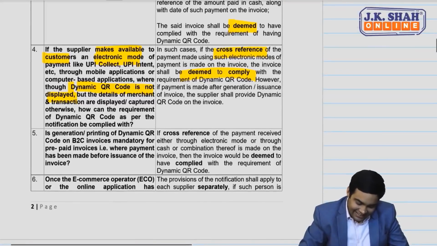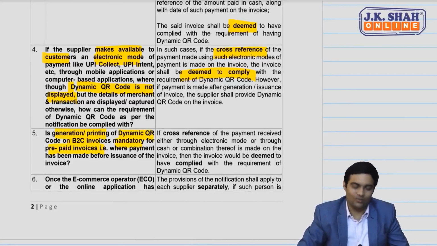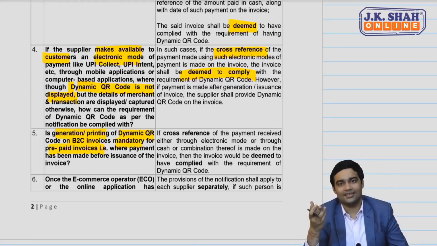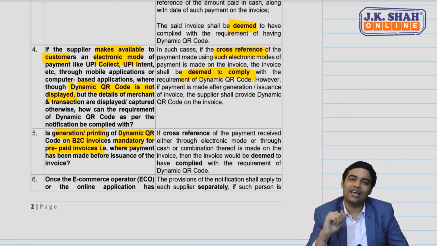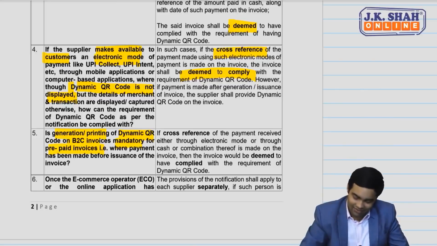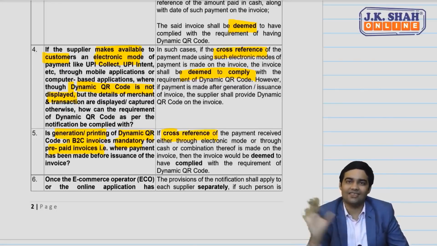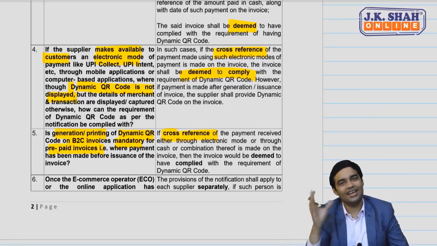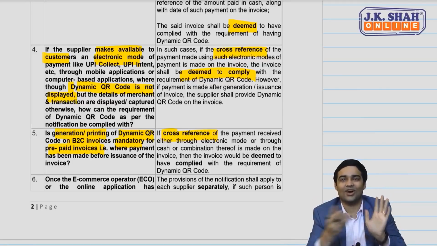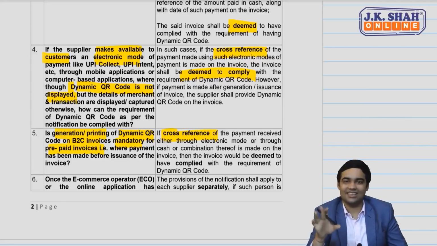Okay. Is generation and printing of dynamic QR code on B2C invoices mandatory for prepaid invoices? Just imagine this: prepaid invoices. What will you do using a dynamic QR code? CBIC clarified that cross-reference is sufficient. In fact, if it is already paid, then what will the person do after that by seeing that dynamic QR code? That's why CBIC declared that cross-reference is sufficient.